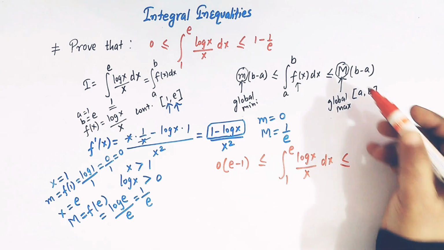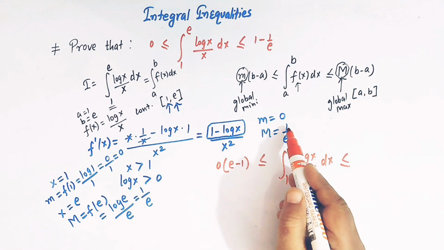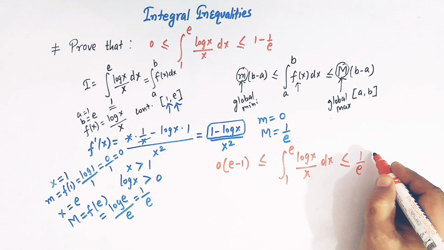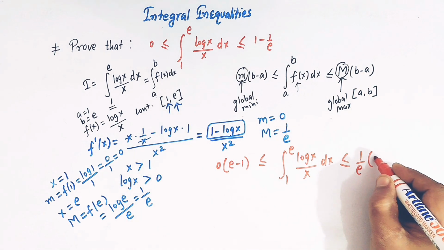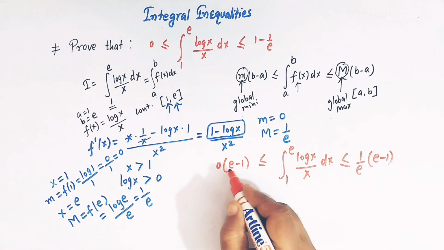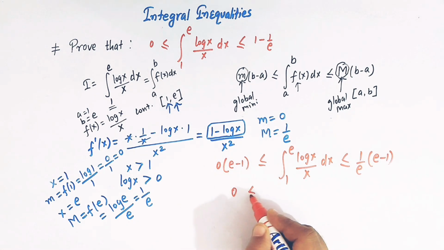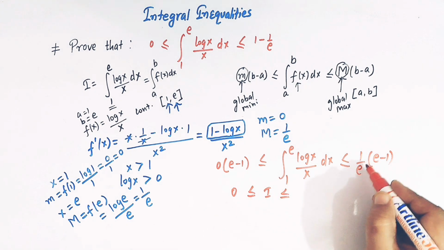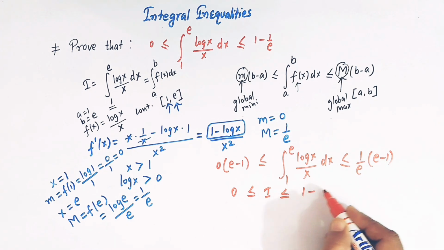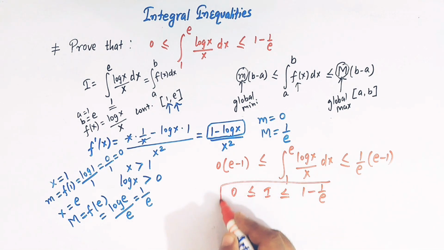less than or equal to capital M is 1 over e. And here we have b minus a, b is e, so we have e minus 1. So this quantity is 0, and this is our integral I, and here we have 1 minus 1 over e, right? So this is our desired inequality, right?